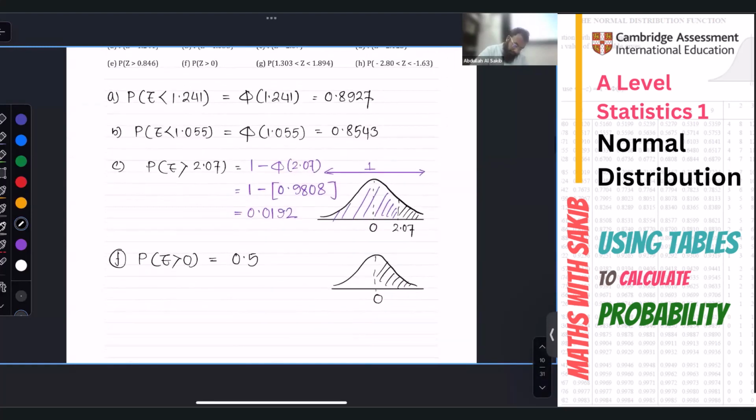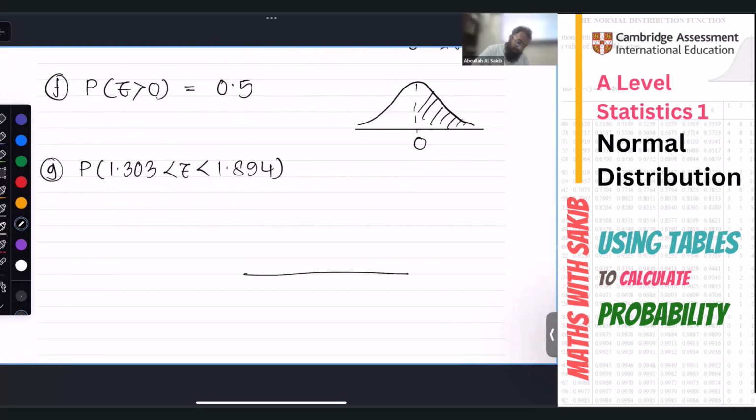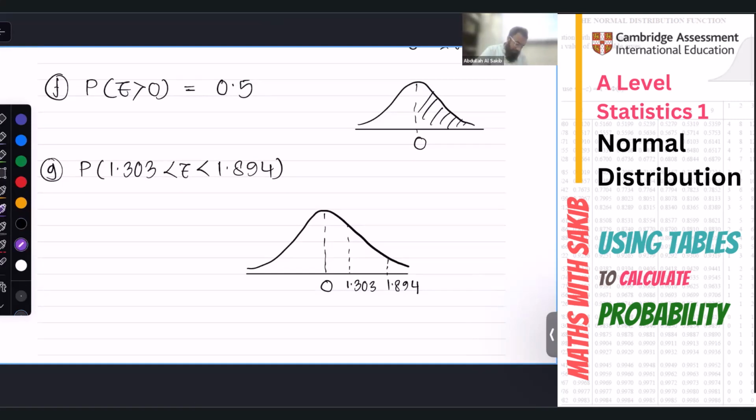Number G. It says probability of Z is more than 1.303, less than 1.894. So suppose if we draw a normal distribution curve, in the middle line we have a 0. Let's say this point is 1.303, and this point is 1.894. Clear? So we have to find this area.